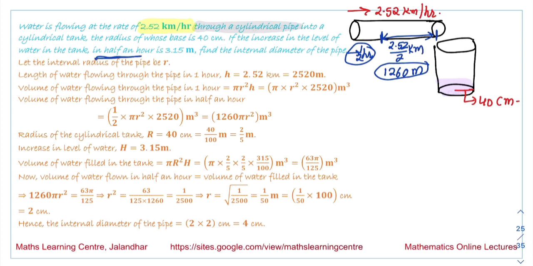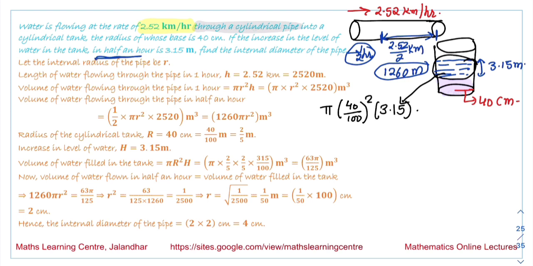If it has taken half an hour, how much has the level of water increased? The level of water that has increased over here is 3.15 meter. It means how much quantity of water is collected in this tank? It is pi into r square, that is pi into (40 by 100) square into 3.15. This much meter cube of water is collected in half an hour.